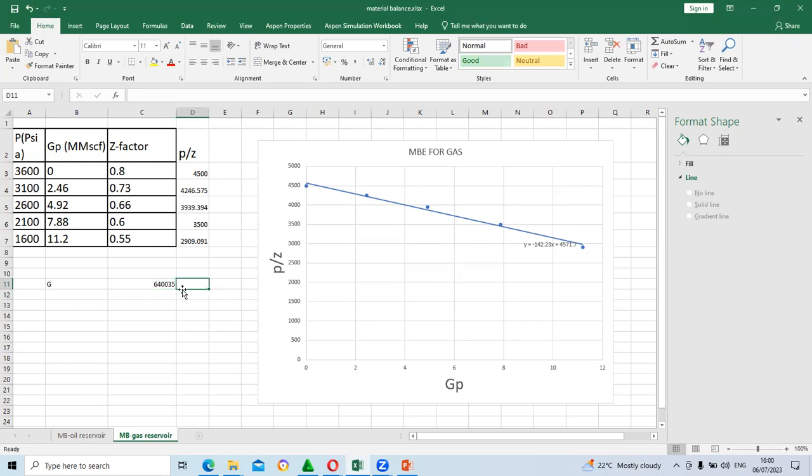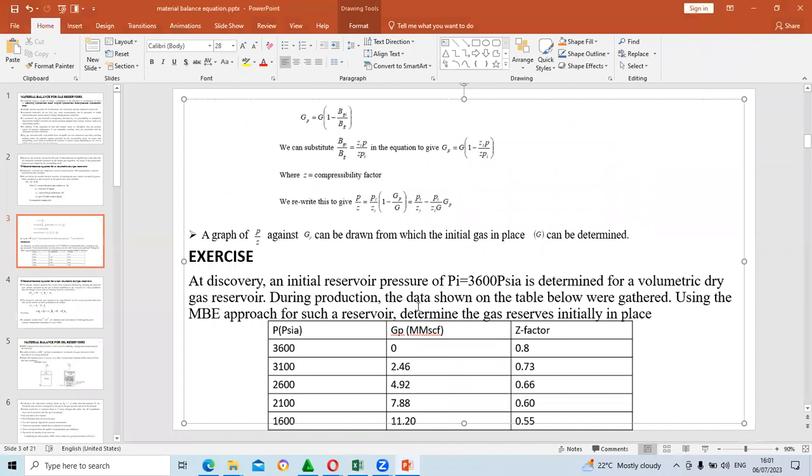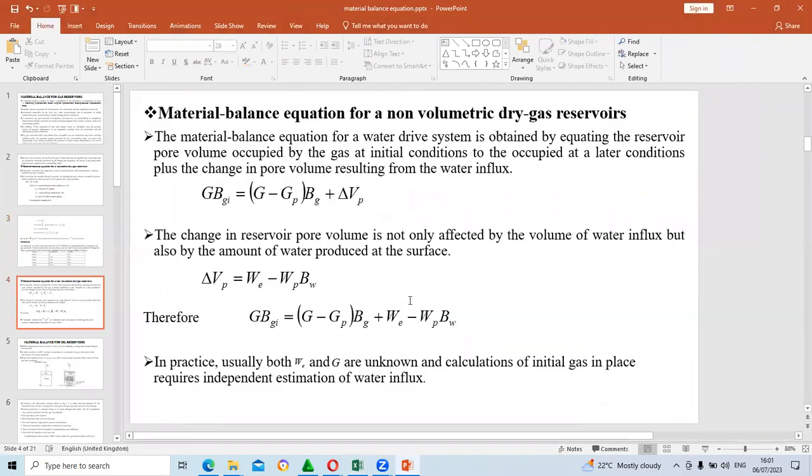All right, so that's our initial gas in place. So this is the material balance method of obtaining the initial gas in place for a gas reservoir. It's very easy for a gas reservoir because we have just gas there. But when we come to an oil reservoir, it doesn't become this easy.